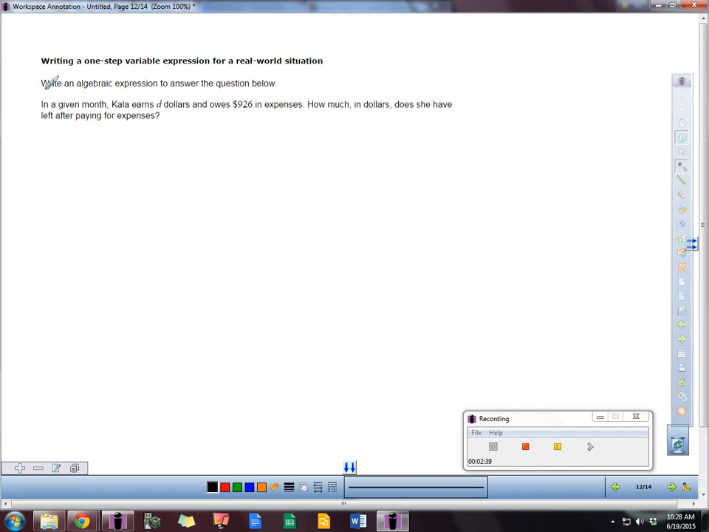And let's see what we have. This is, again, the same set of directions, but in a given month, Kayla earns D dollars and owes $926 in expenses. How much in dollars does she have after paying the expenses? So think about it. What am I going to do with the D and the 926? This time it gives us the number. Am I going to add them together, subtract them, multiply them, or divide them? Pause this video and see what you come up with.